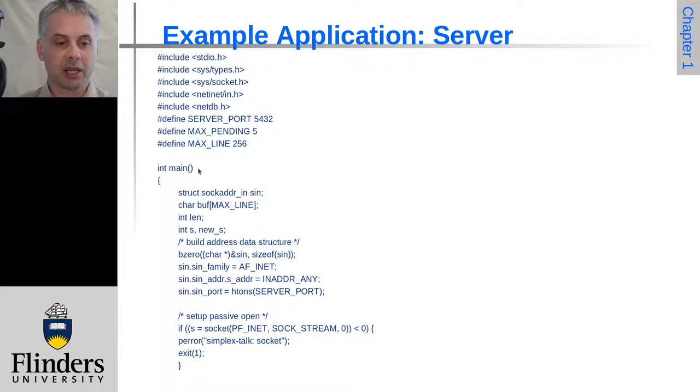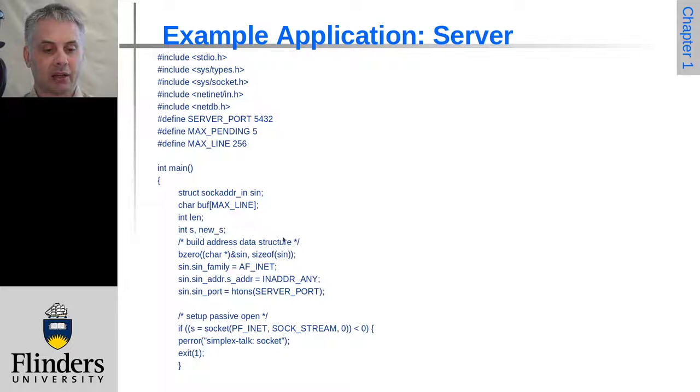So again, we have int main. In this instance, they've left out the command line arguments because none are needed. We have the struct sockaddr_in, which we're calling sin, which again will hold the address of the client that's connecting to us. We have our buffer of size the maximum line length for holding what we're reading in, len for the actual length, and some other temporary variables.